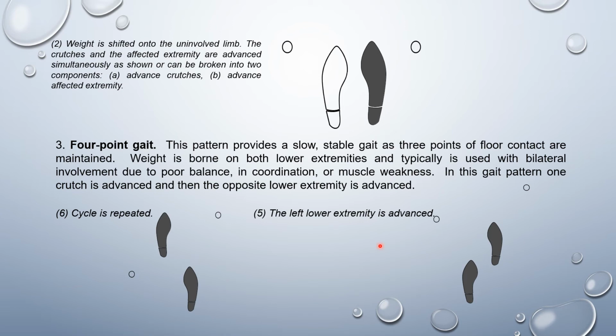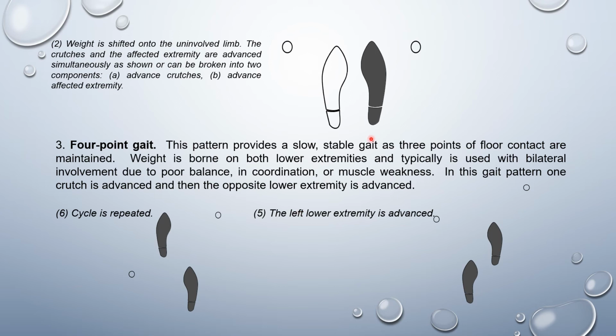Okay, the 4-point gait. This pattern provides a slow, stable gait as 3 points of floor contact are maintained. Weight is borne on both lower extremities and typically is used with bilateral involvement due to poor balance in coordination or muscle weakness. In this gait pattern, one crutch is advanced and then the opposite lower extremities is advanced. So, pag sinabing 4, so 1, 2, 3, 4. So, ganito yun. So, tingnan niyo yung paa.